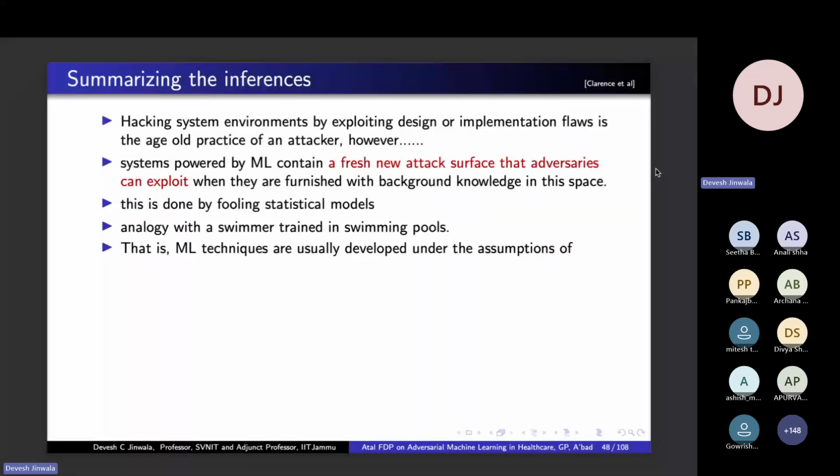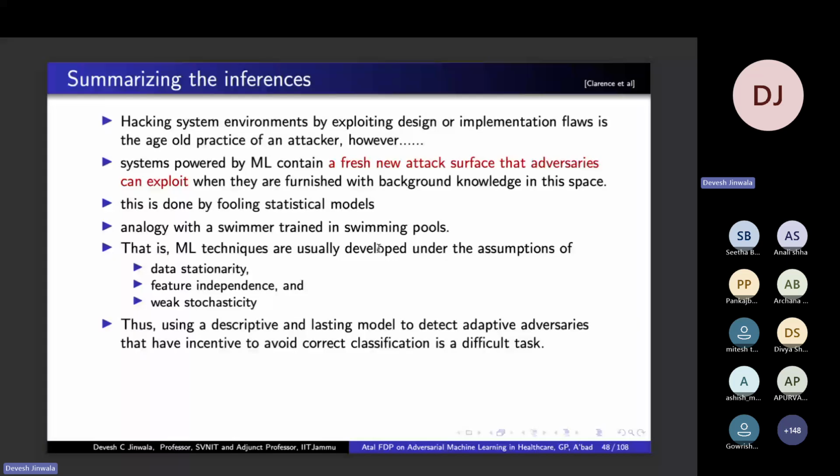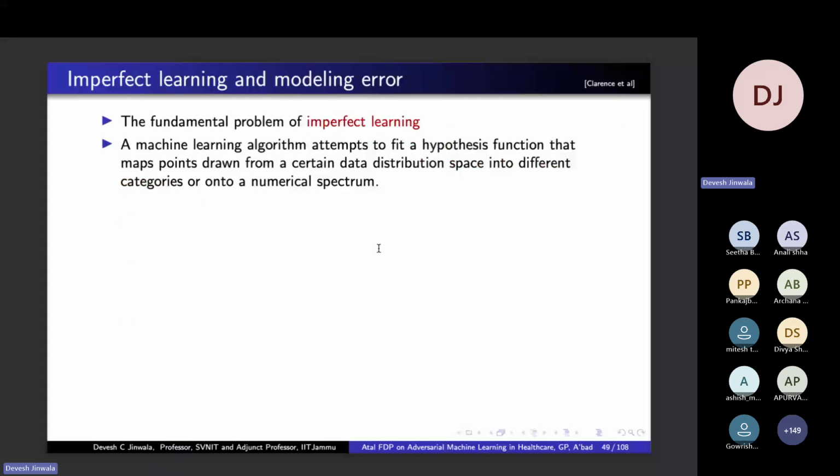The analogy which the author gives in the book is that of a swimmer who is trained in a swimming pool, like a machine learning model which is developed without the adversary in mind, and that swimmer is now asked to swim in the sea. He will not be able to swim. Exactly the same thing happens. The model, which is an innocuous model developed using stochastic noise theory, has now been asked to be used in the presence of adversarial data, and it would not be able to withstand. So I'll not go into this. The fundamental problem, therefore, is imperfect learning. That imperfect learning is because the data which was used for training the model was itself faulty data.